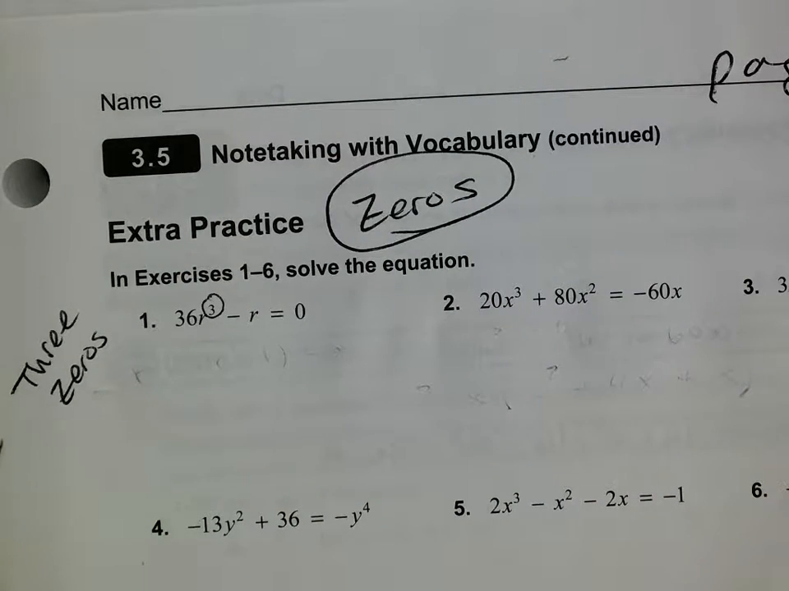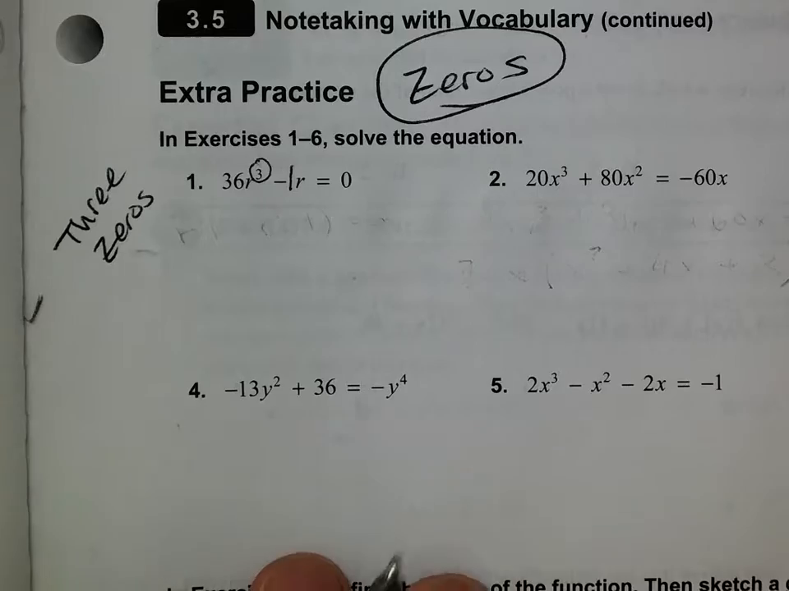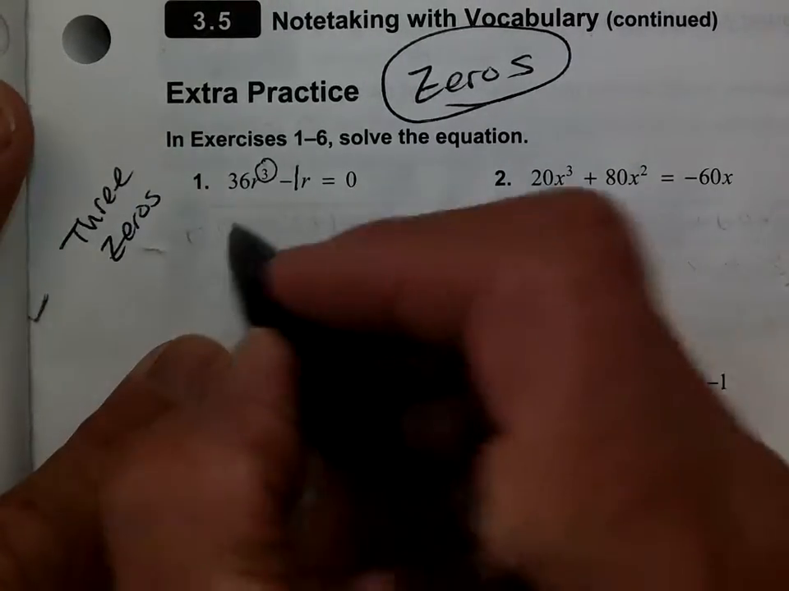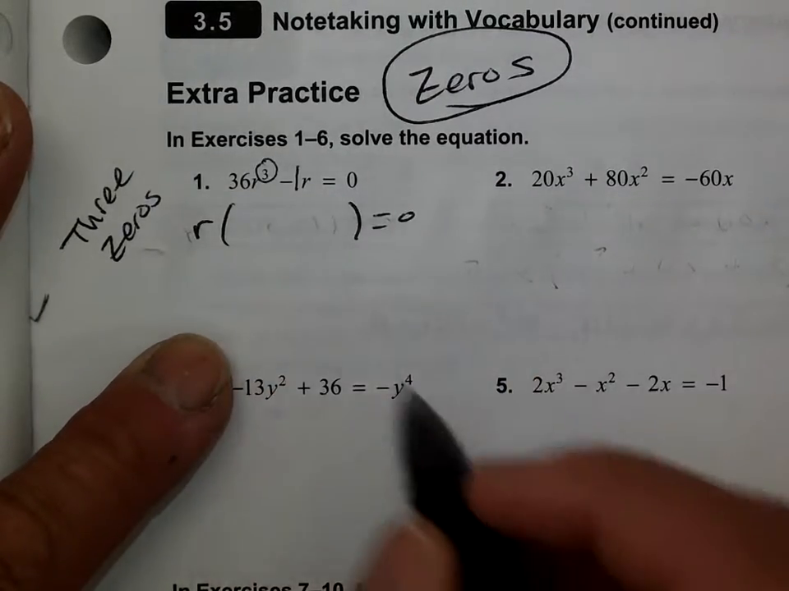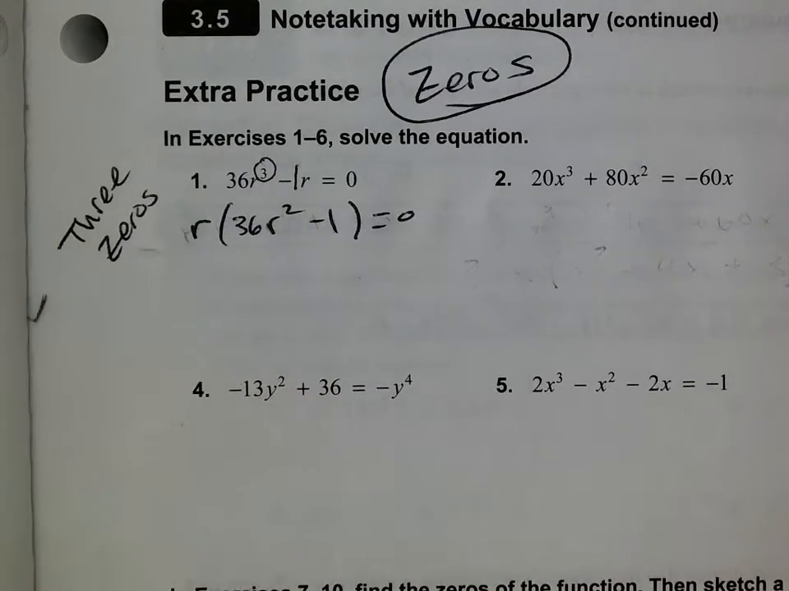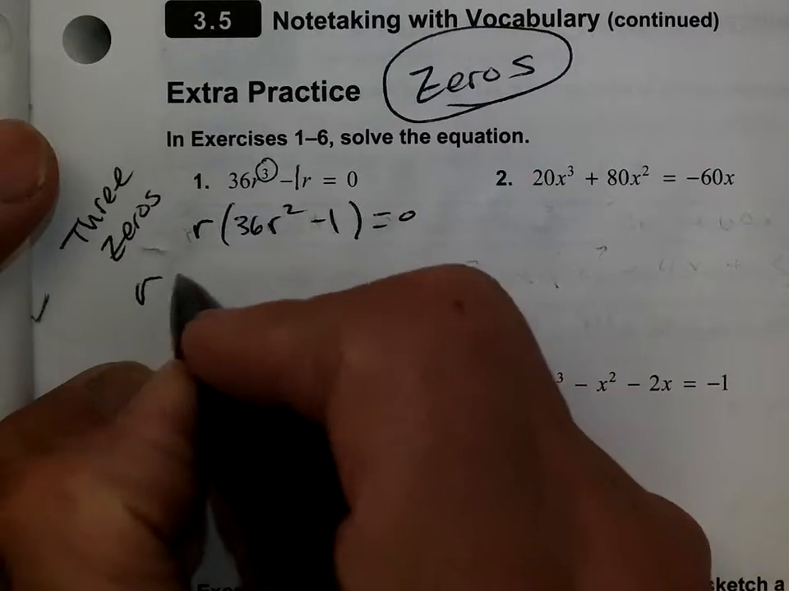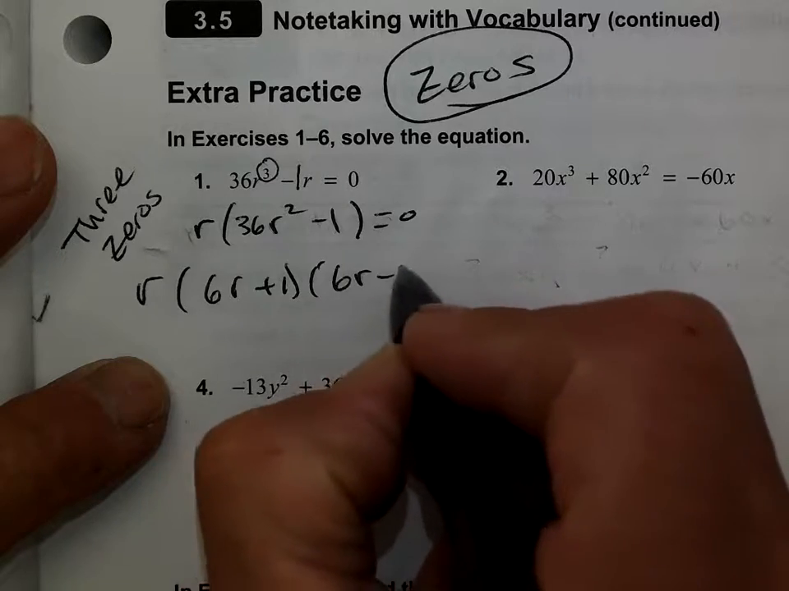One way to solve it is by factoring. Well, I can factor that. Let me put a 1 here to help me out. I'm going to first common factor. They both have an r in common, so I'll take out an r. And then I'll have 36r squared minus 1. It can be factored again. So I'll have an r, and I'll have a 6r plus 1, and a 6r minus 1, okay?